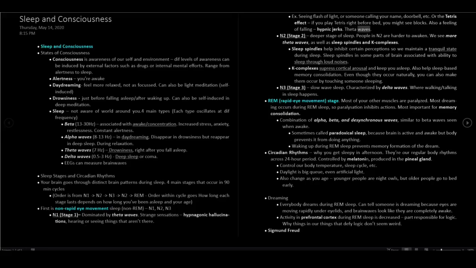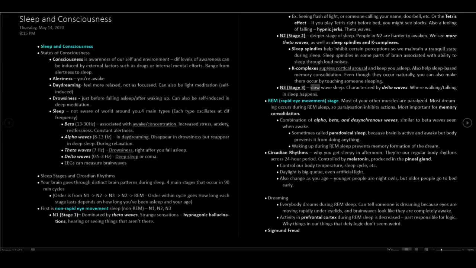N2, stage 2, is a deeper stage of sleep, with theta waves. People in N2 are harder to awaken. We see more theta waves as well as sleep spindles and K complexes. Sleep spindles help inhibit certain perceptions, so we maintain a tranquil state during sleep. Sleep spindles in some parts of the brain are associated with the ability to sleep through loud noises. K complexes suppress cortical arousal and keep you asleep. They also help sleep-based memory consolidation. Even though they occur naturally, you can also make them occur by touching someone sleeping.